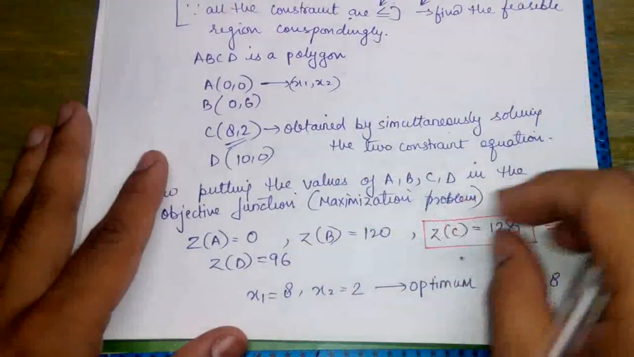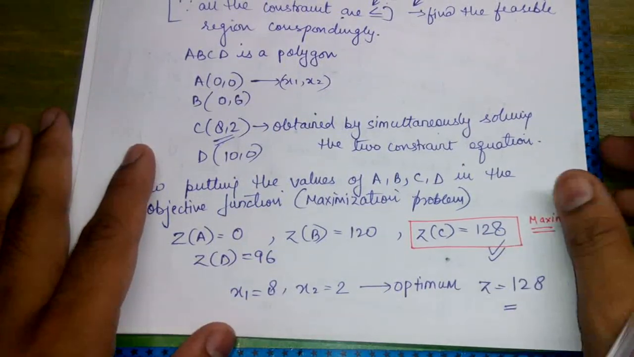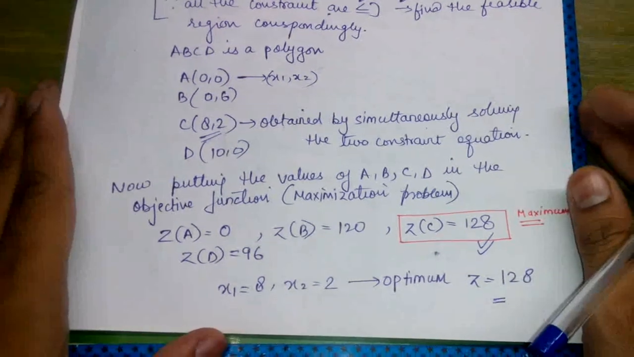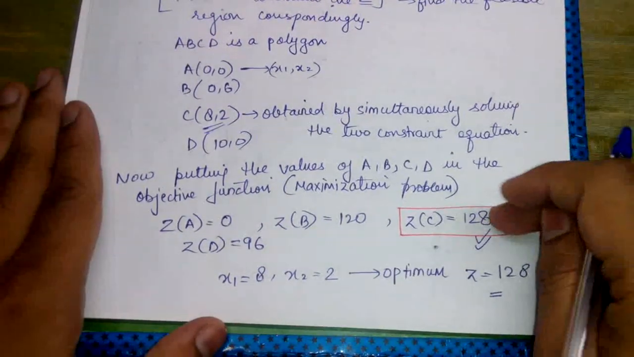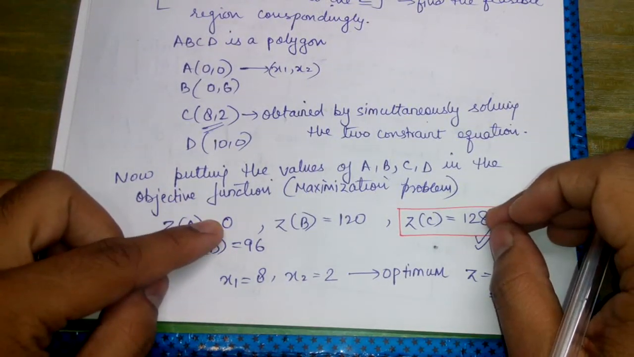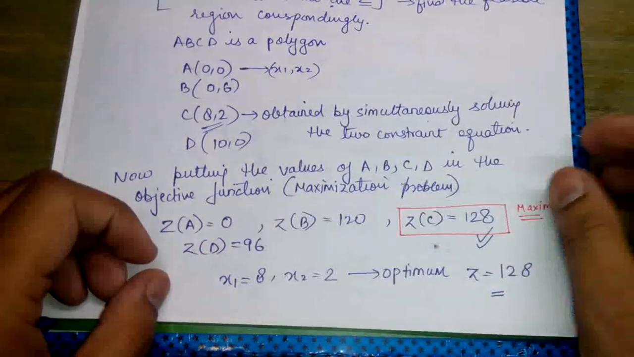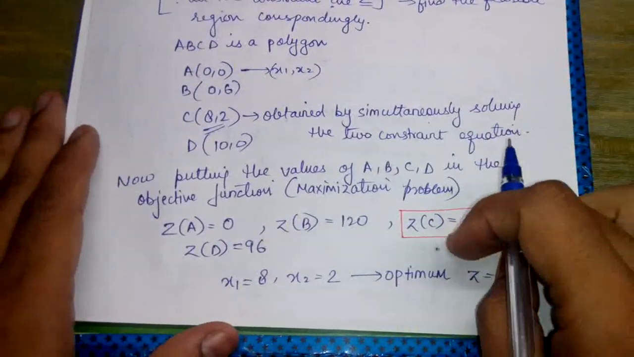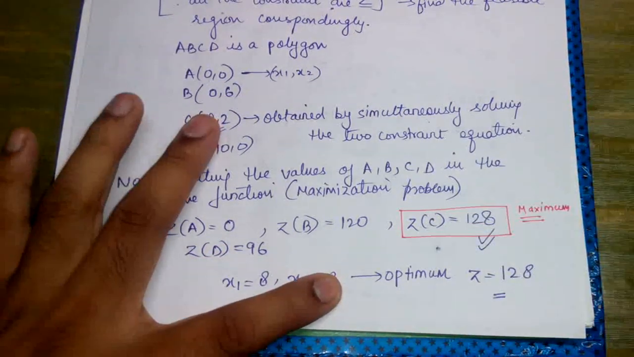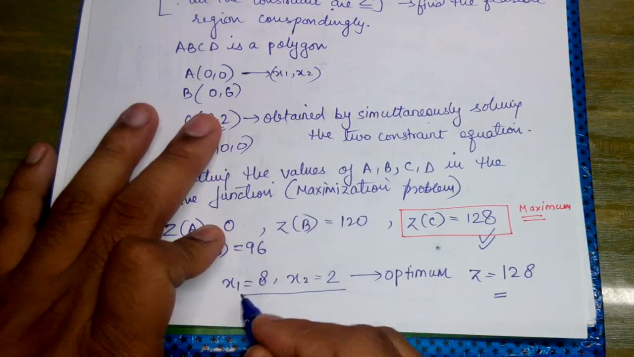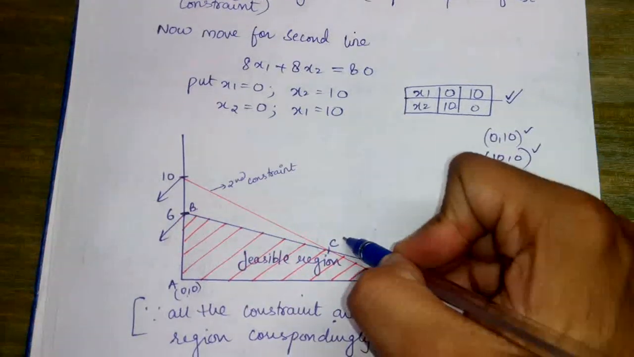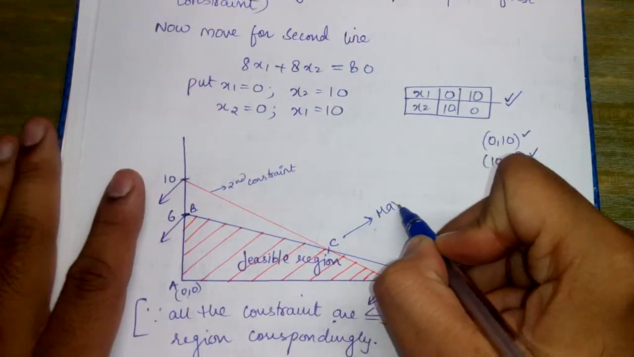Now out of those four values, 128 is the largest. Since we were to maximize, this value is chosen as the answer. If it had asked for minimization, then 0 would have been the answer. This value is obtained corresponding to x1 equal to 8 and x2 equal to 2. So at (8, 2) the maximization occurs.